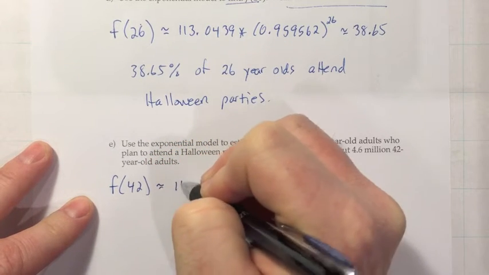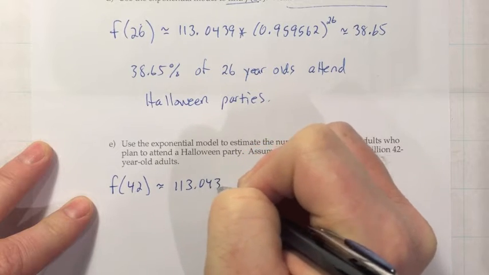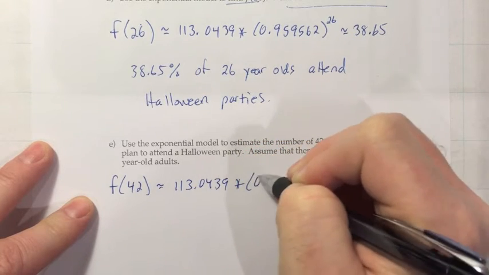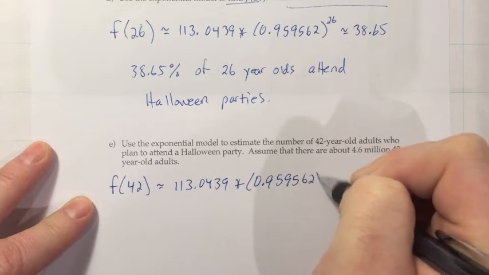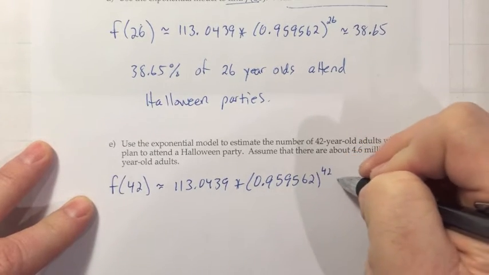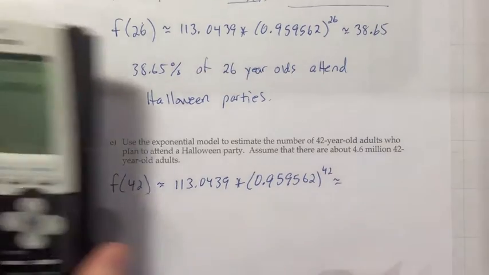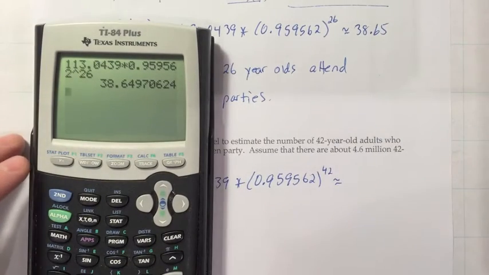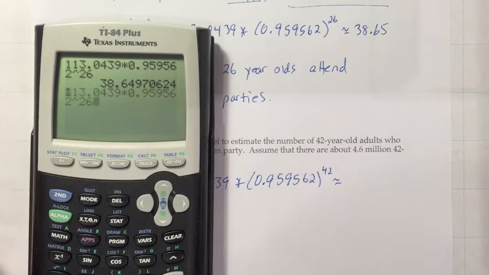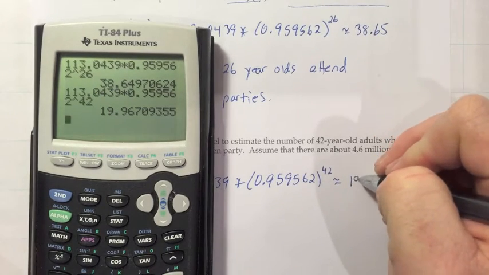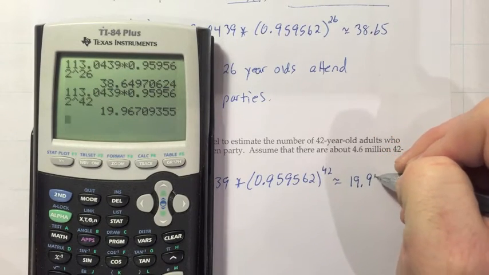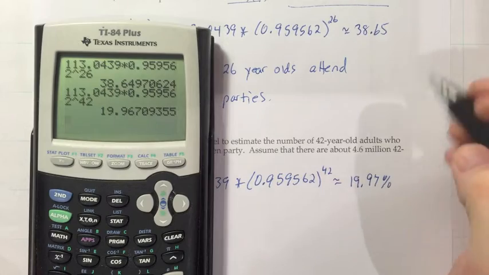And that would be 113.0439 times 0.959562 raised to the 42nd power. So I'm just going to bring that in. It's so similar to the last one, I'm just going to hit second and enter and change that 26 to a 42 and save myself some typing. And I get about 19.97. And again, that is a percentage.